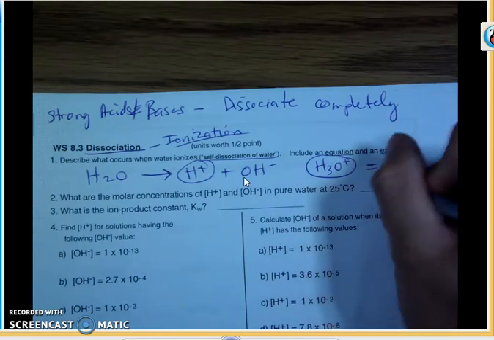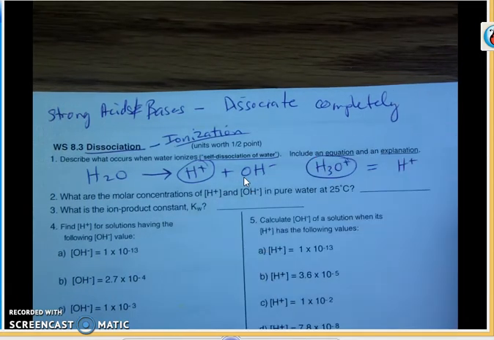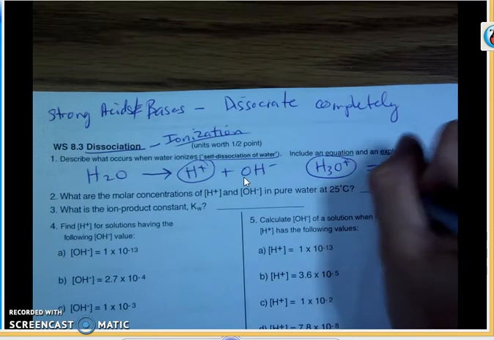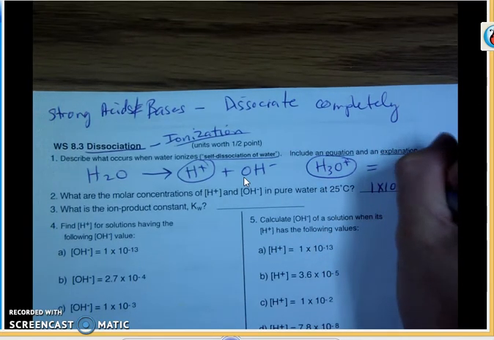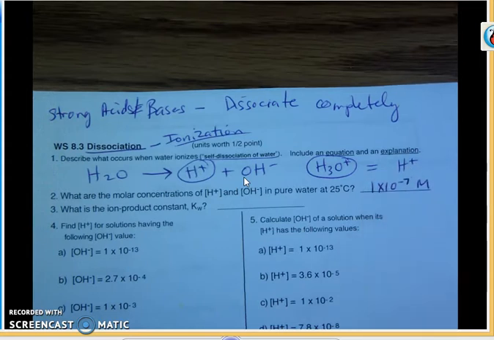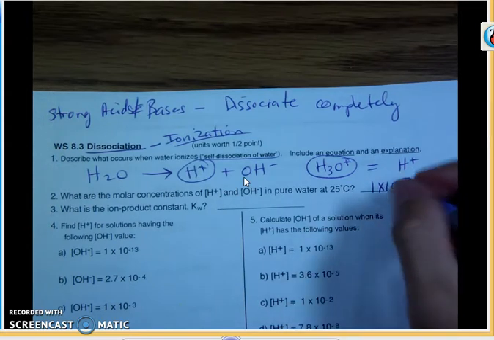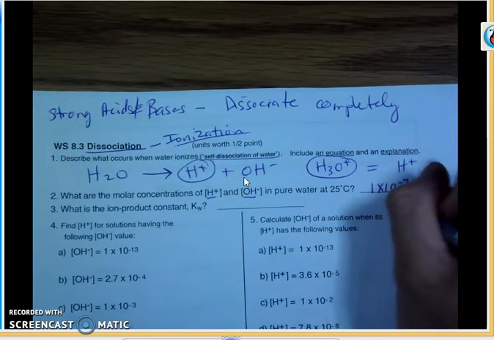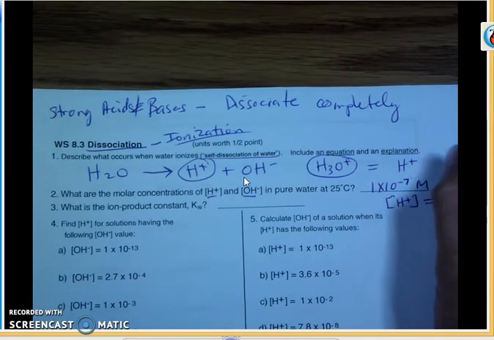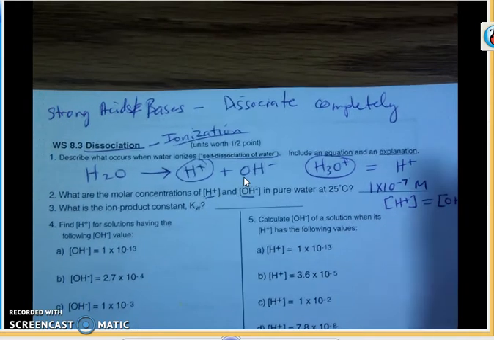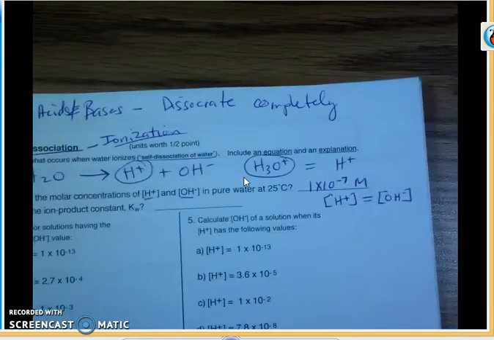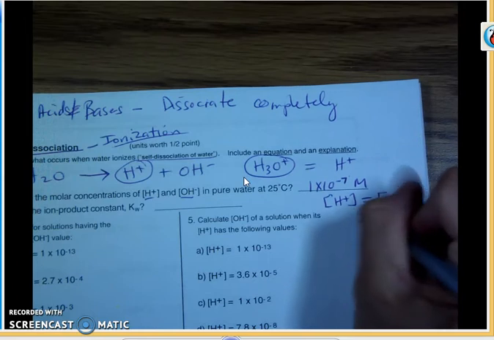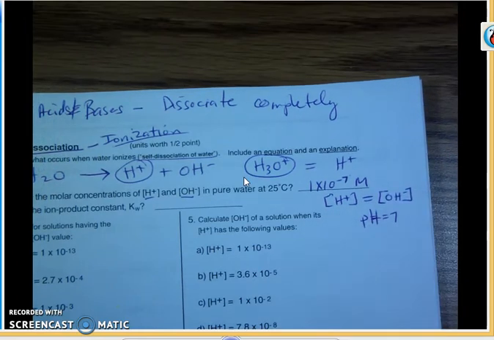So what are the molar concentrations of H and OH in pure water at 25 degrees Celsius? At 25 degrees Celsius, both the H and OH are the same: 1 times 10 to the negative 7 molar. What that means is the concentrations of H plus and OH minus are equal. That's why it can go back to water, split up, go back to water, split up, at a constant rate. That's how you get a pH of 7, because they are balanced.